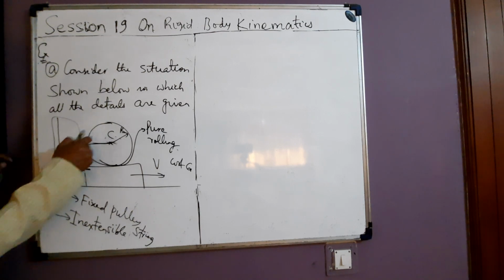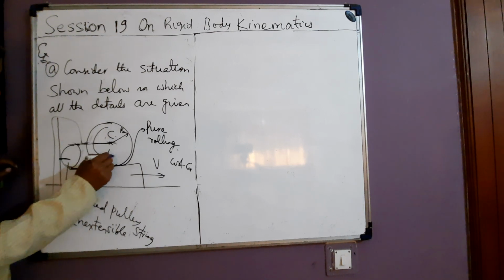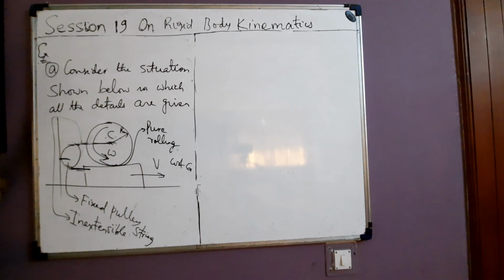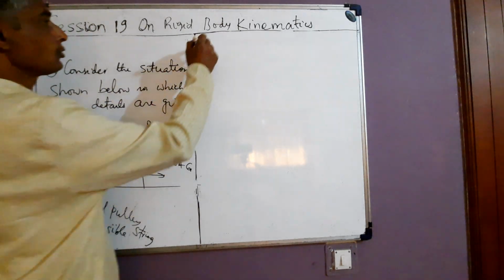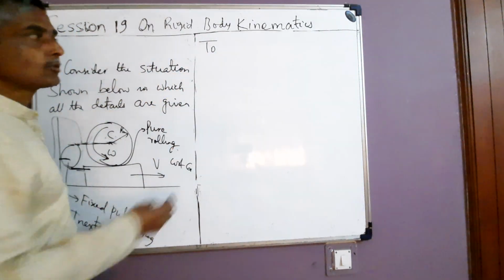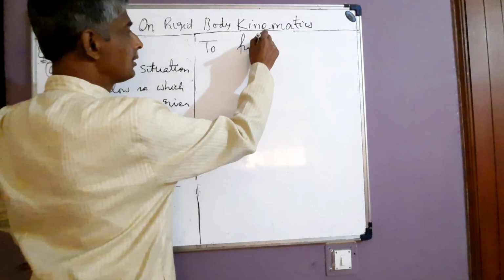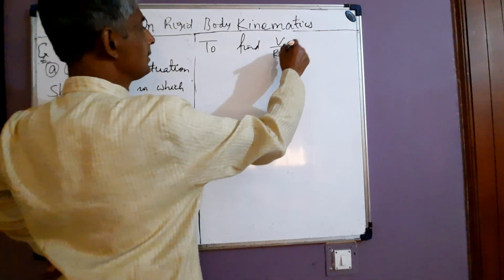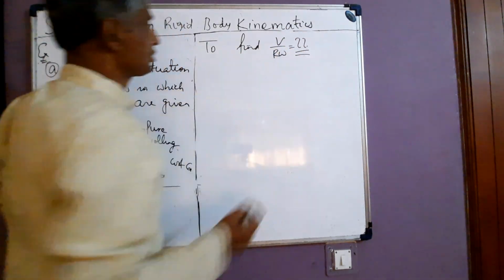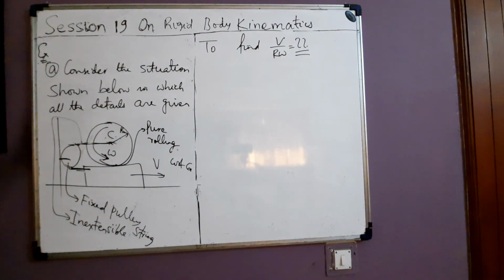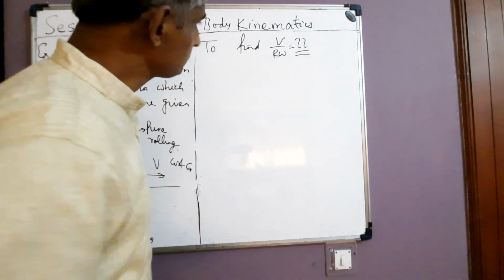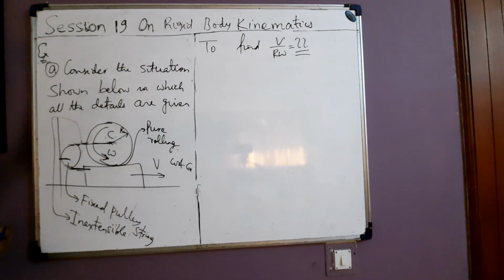The drum rotates at angular speed omega with respect to ground. The question is to find the value of the ratio V by R omega. That is the required question. Now again, this can be solved in several ways. I'll solve it with two different methods.